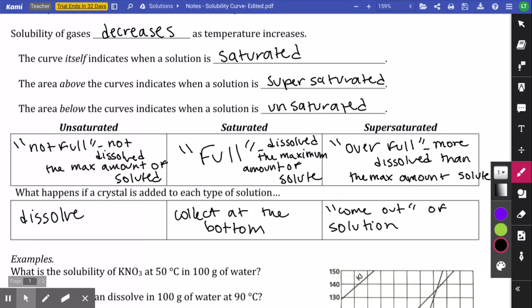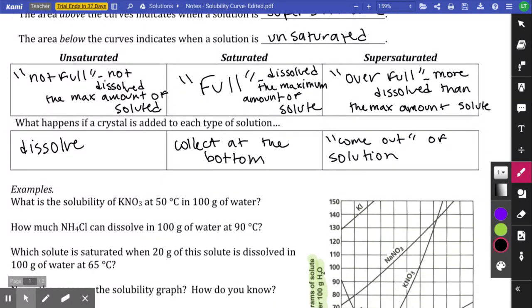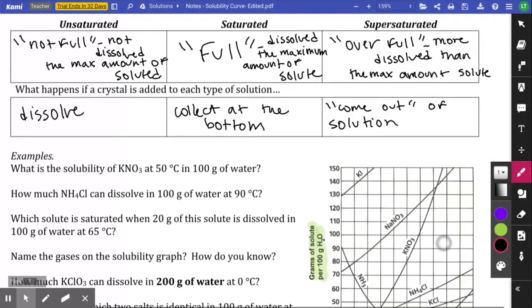But I'll also post a video of a supersaturated solution on Canvas for you guys to watch as well. So you can see what happens when you add one more crystal, because it's really cool to watch. And that's how they make rock candy for sure, through a supersaturated solution, which is why we have that lab for you guys to do.